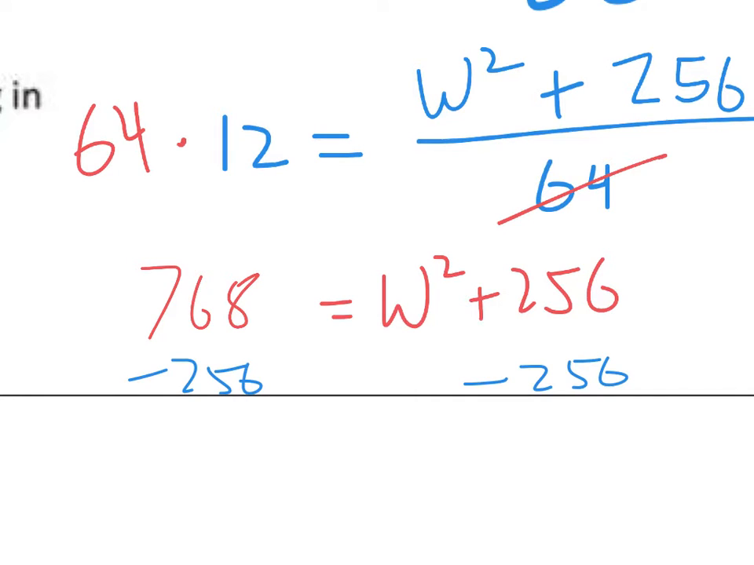756 minus 256. Well, we don't need a calculator for that. Just subtract. 8 minus 6 is 2. 6 minus 5 is 1. 7 minus 2 is 512.